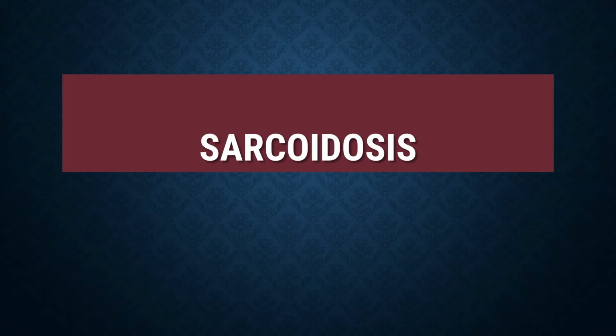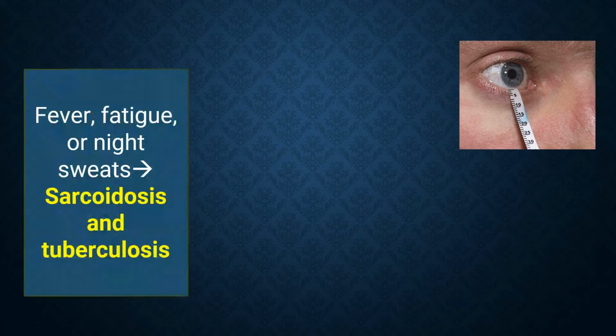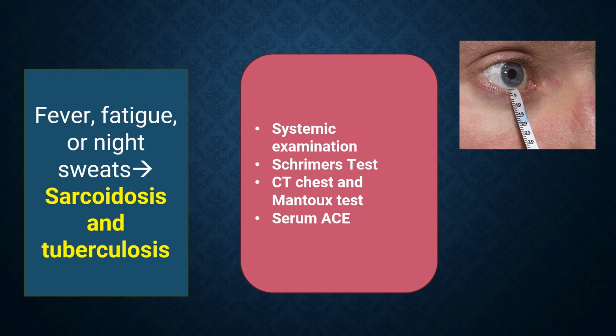Now moving on to the second cause of intermediate uveitis, again a common cause, and that is sarcoidosis. Usually sarcoid patients will have a history of fever, fatigue and night sweats, and these are quite similar to the symptoms that you see in case of tuberculosis as well. Now if a patient comes to you with such symptoms, you go ahead and do your systemic examination, and specifically you do your Schirmer's test.